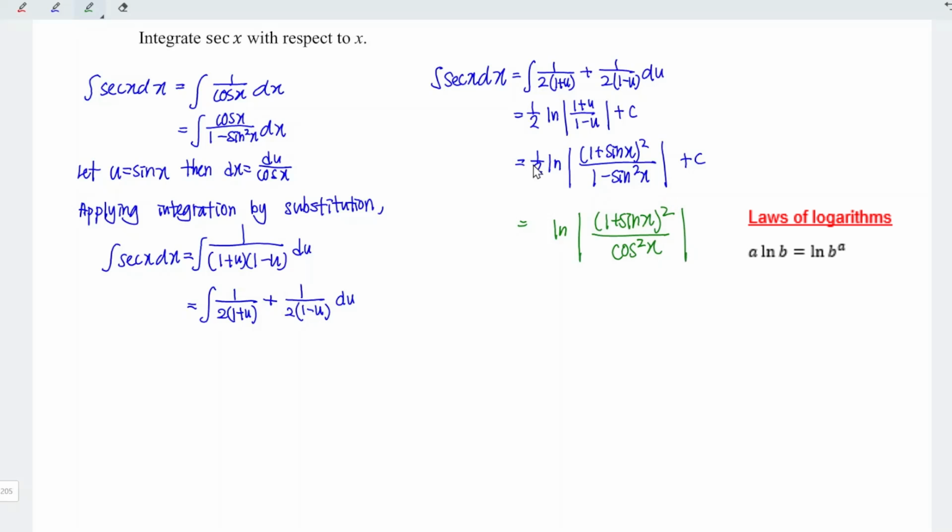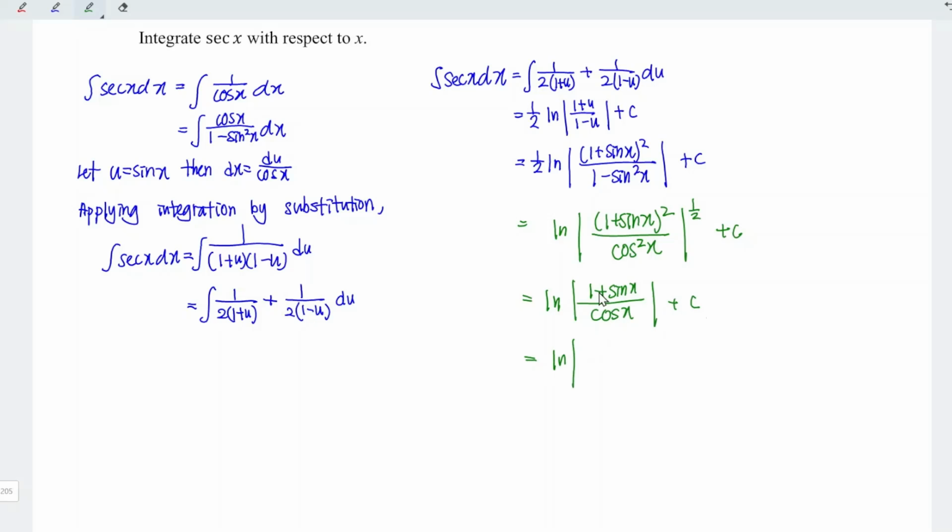And we have the coefficient 1 over 2, which can be turned into the power by using the law of logarithms. So this is equal to ln, the square root and the square cancel each other, so we have (1 plus sin x) divided by cos x. Add the constant c, and this is equal to ln of 1 over cos x, which is secant, plus sin over cos, which is tangent. And we have the constant c, and hence we're done.